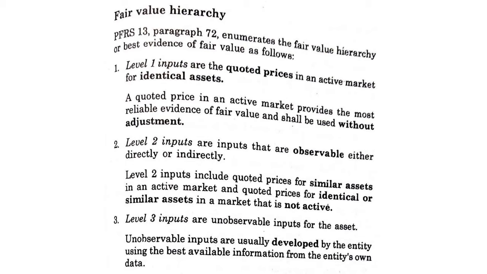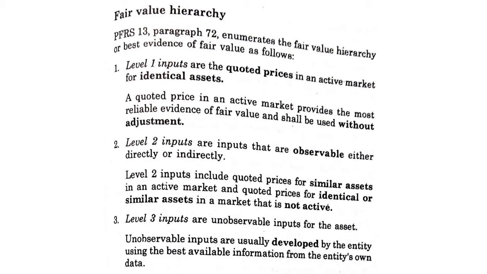Okay? So, the quoted prices in an active market for identical asset, yan yung level 1 inputs. Sa level 2, observable either directly or indirectly. So, level 3 is unobservable inputs for the asset. So, yung level niyan is nakadepende gaano siya ka-visible sa market. Sa level 1 kasi, yung presyo is based doon sa identical asset. So, as is na kung ano yung quoted price sa active market, yun na yung fair value na gagamitin.